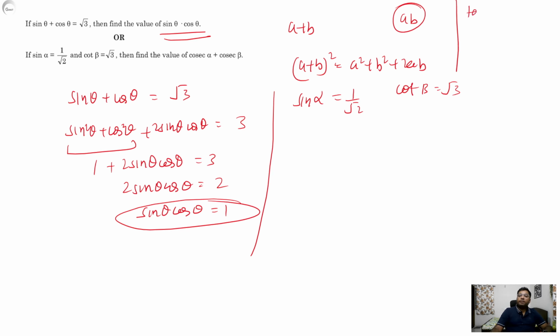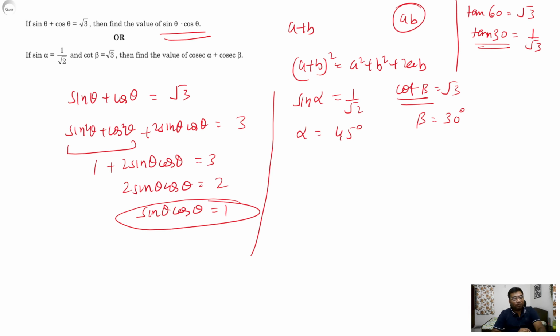Please understand, tan 60 is root 3 and tan 30 is 1 by root 3. So cot, if it is giving you root 3, that means tan 30 would have been reciprocal, right? That means your beta is 30 degree and this means your alpha is 45 degree.